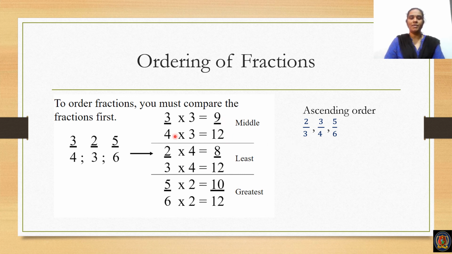9 by 12 is nothing but 3 by 4. It comes next in the ascending order. And 10 by 12 is nothing but 5 by 6. It comes next in the ascending order. Ascending order means arranging from small to big. So this is the ascending order of the given fractions. And descending order is the vice versa, arranging from big to small. So 5 by 6, 3 by 4 and 2 by 3. This is the descending order of the given fractions.